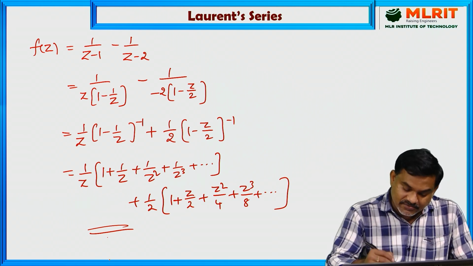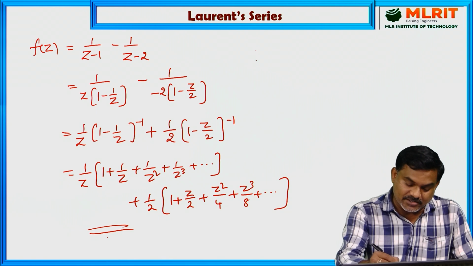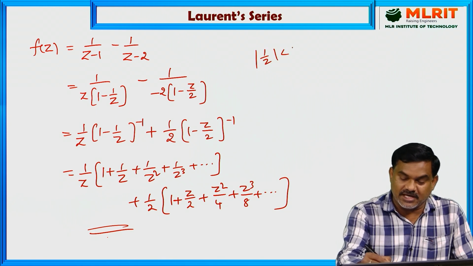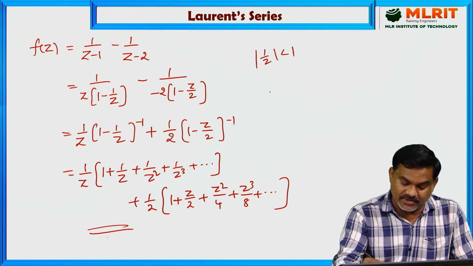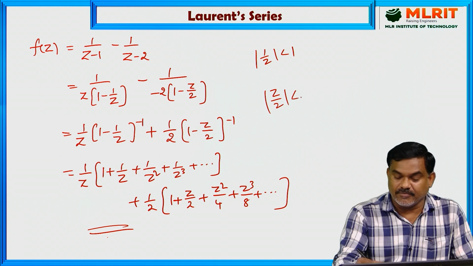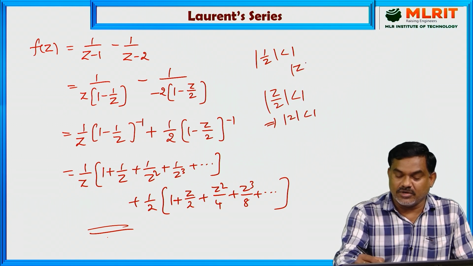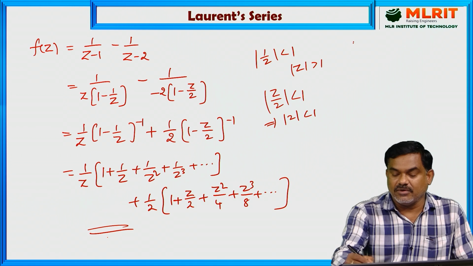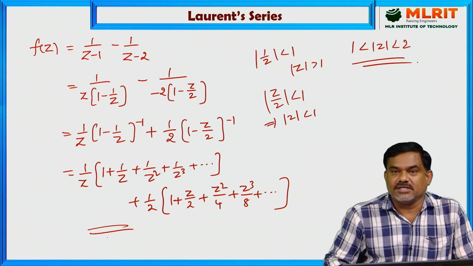And here it is very clear that the first expansion is valid for 1 by z less than 1 and the second is valid for z by 2 less than 1, which is mod z less than 2, and the first is mod z greater than 1. So, the expansion is valid for both, 1 less than mod z less than 2.